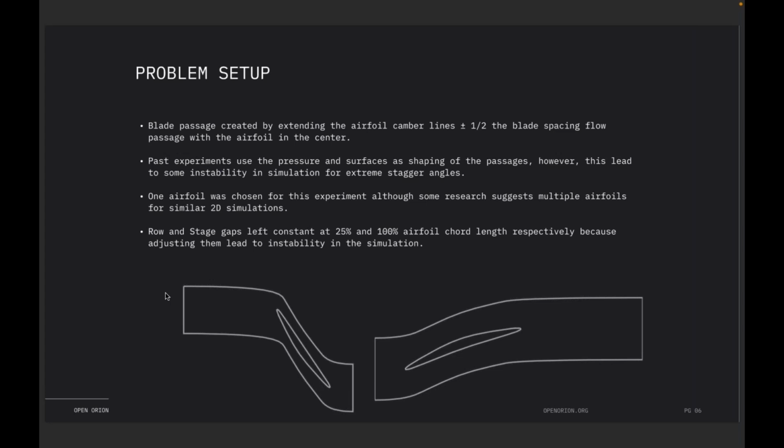And then you have a leading and trailing, which are your row and stage gaps. I started out with about 25 and 100% of the chord length, respectively, for the row and stage gaps, and I kept those constant. Originally, I was trying to optimize them, but I noticed that led to a lot of instability. So I kept those constant. I also used one airfoil for this study. I've seen some other 2D simulation cases where they use multiple airfoils to model the full system, but I tried to keep it simple and also get these simulations running faster, so I just stuck with one.